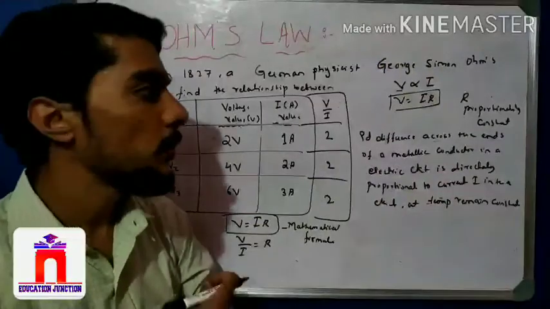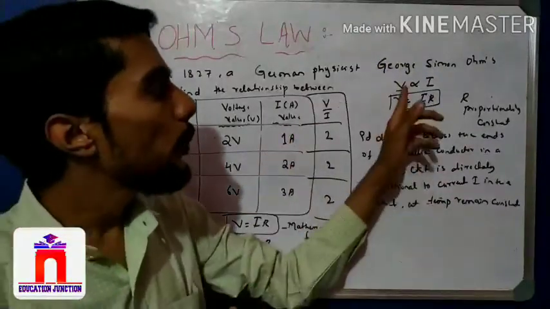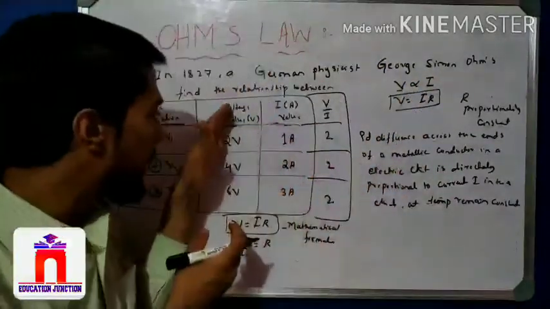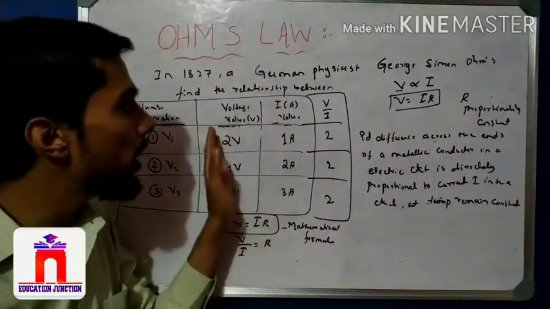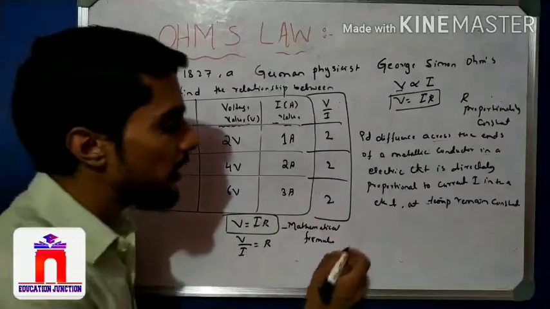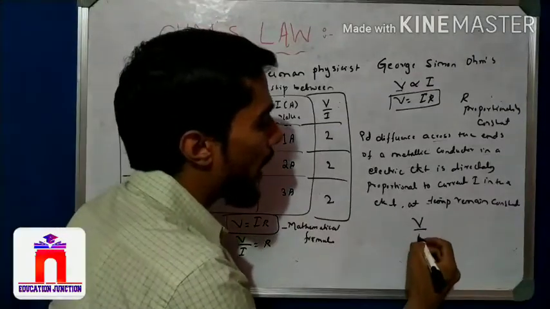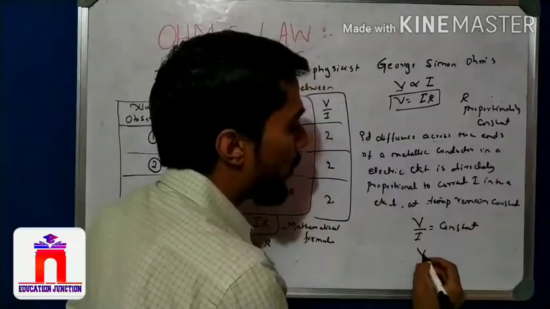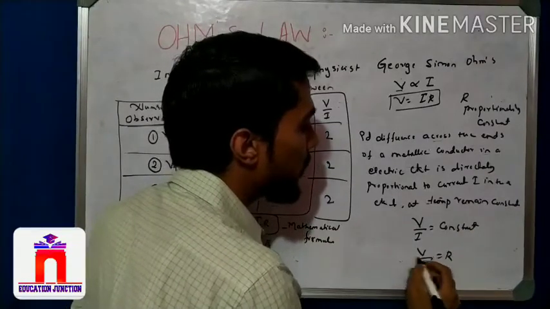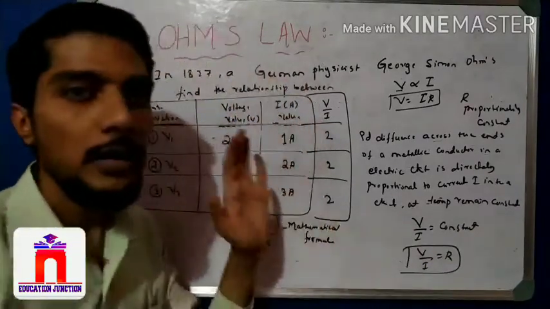Very simple, students. So what is Ohm's law? V is proportional to I. Whenever we increase the voltage, current is also increased, and the ratio of the voltage and current is always a constant. That is, the ratio V by I is always a constant, and that constant is nothing but the resistance of a particular conductor.